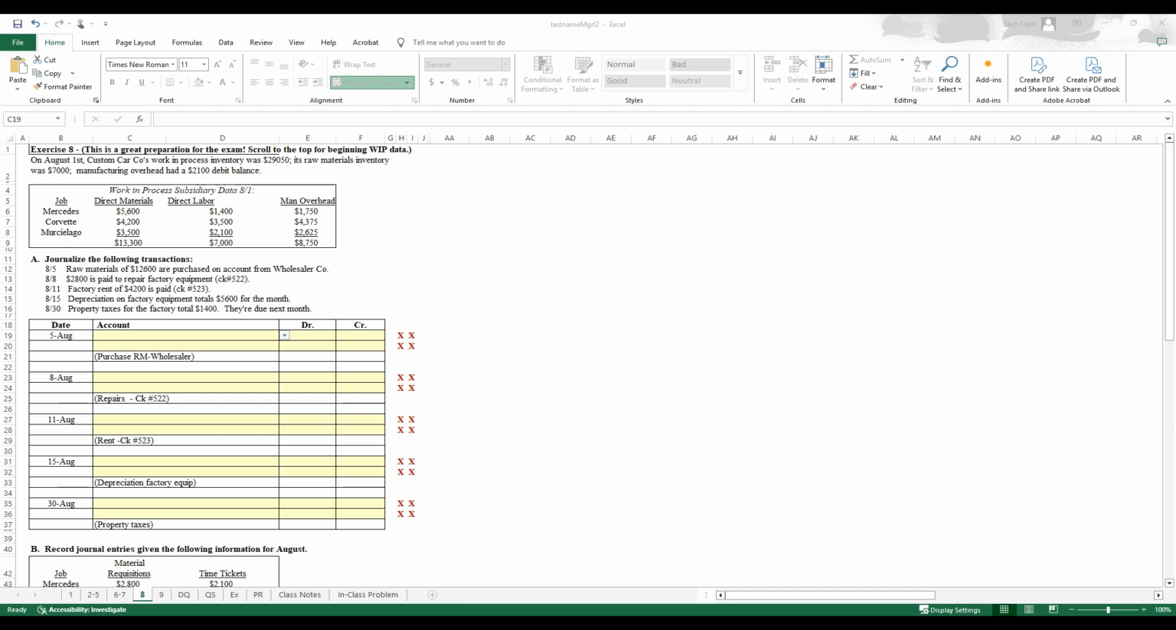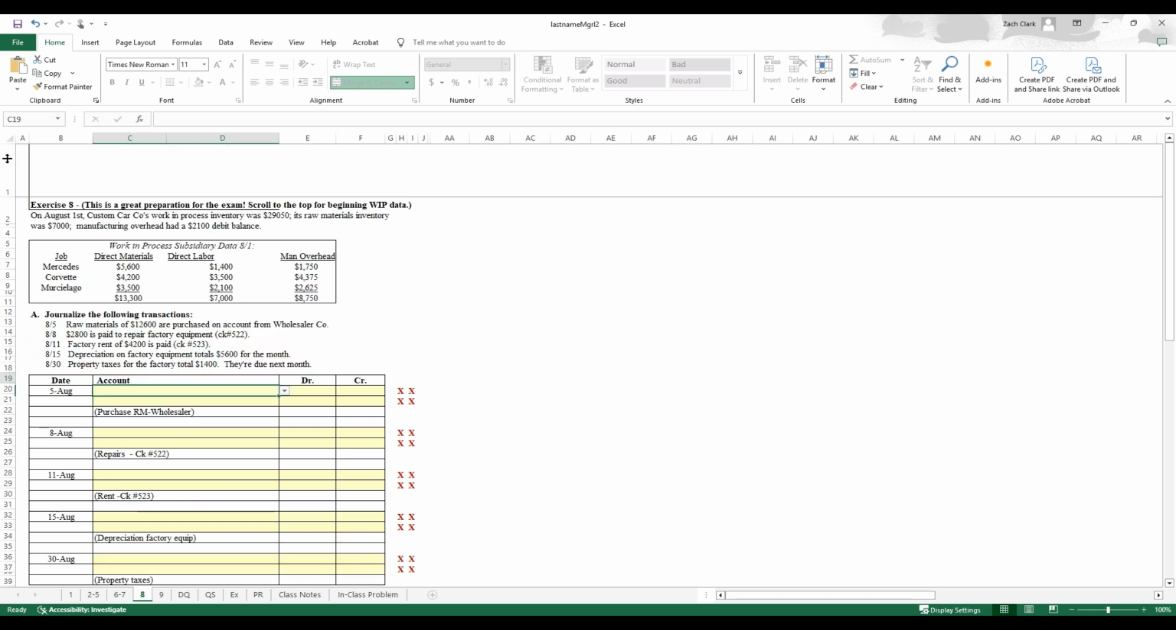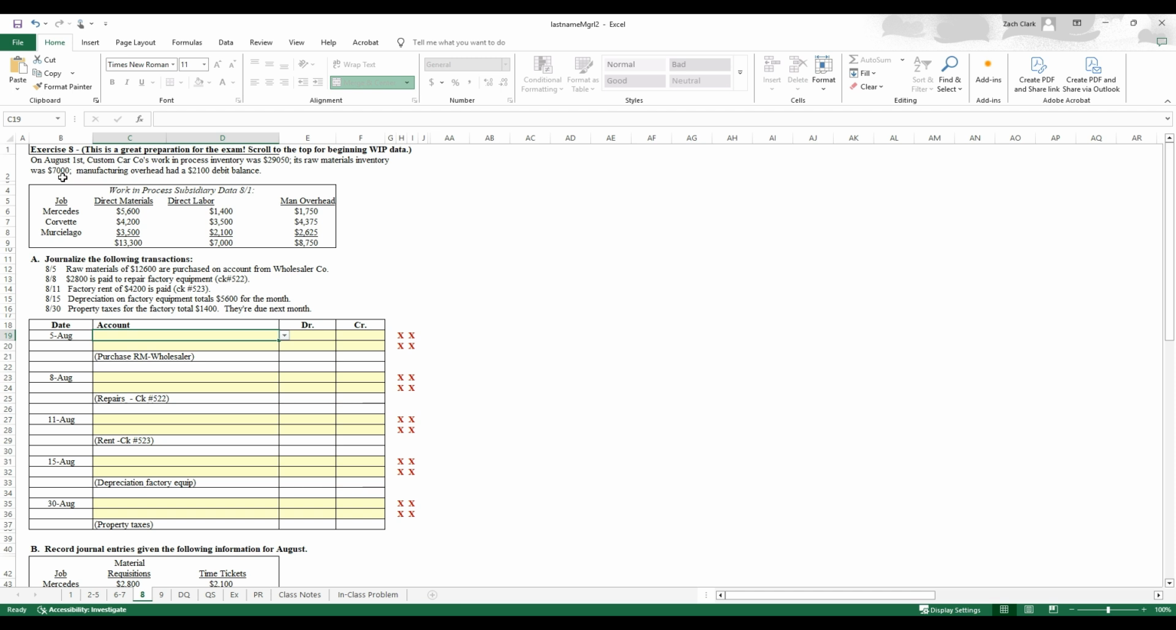Okay, let's look at exercise number 8. Scroll to the top for beginning WIP. I'll make sure I'm not missing anything there.